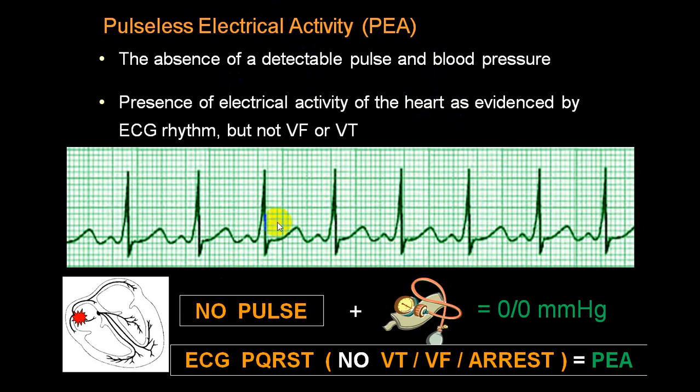Don't forget this. You will sometimes see this particular type, where the person is unconscious, but still you see a normal sinus rhythm. So this person requires resuscitation. CPR, resuscitation. Don't forget this. And ECG will not show ventricular tachycardia, ventricular fibrillation, or ventricular arrest.